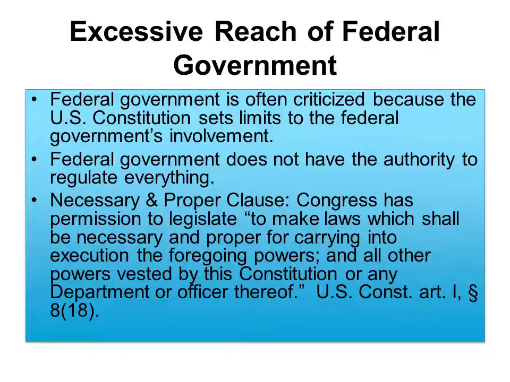The necessary and proper clause of the United States Constitution is where Congress has permission to legislate, and as stated in the Constitution, to make laws which shall be necessary and proper for carrying into execution the foregoing powers and all other powers vested by this Constitution, or any department or officer thereof. And here's the citation. The citation is where you can look in the United States Constitution and read those very words. If you go to the United States Constitution, Article 1, Section 8, subsection 18. So do that real quick in the back of your book.